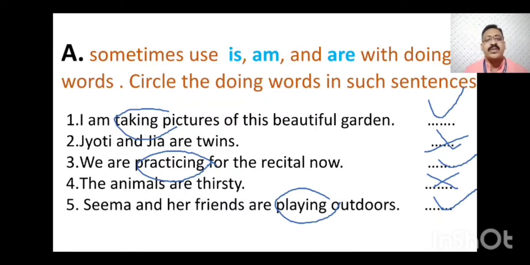Then the fourth one, the animals are thirsty. Here are is there but no ing with the verb. So it is wrong. Seema and her friends are playing outdoors. You can see are is there plus verb is having ing. So this sentence, Seema and her friends are playing outdoors, it is also correct.